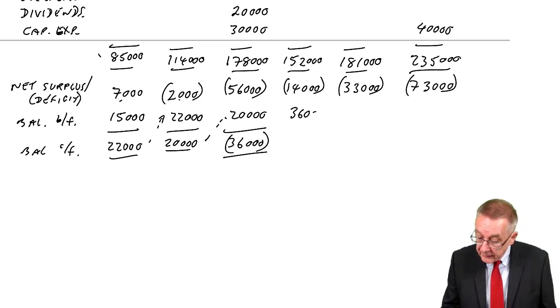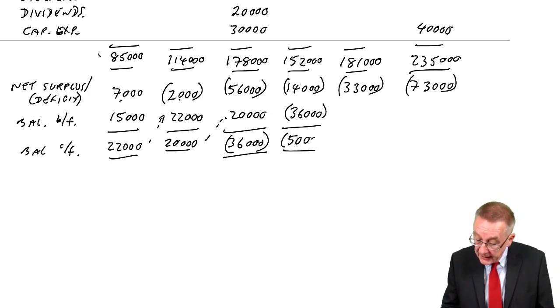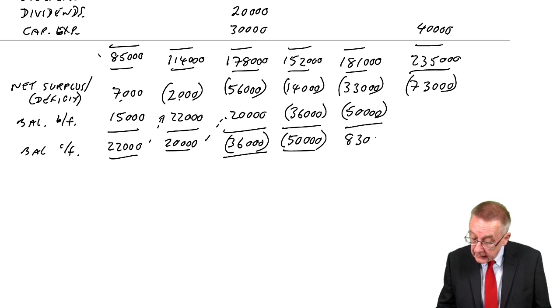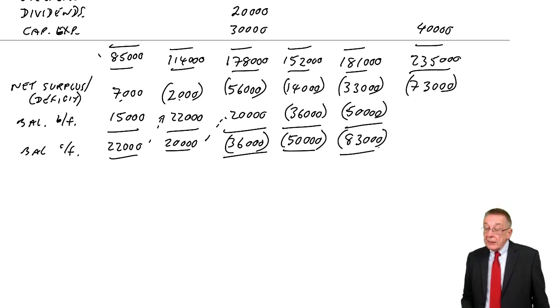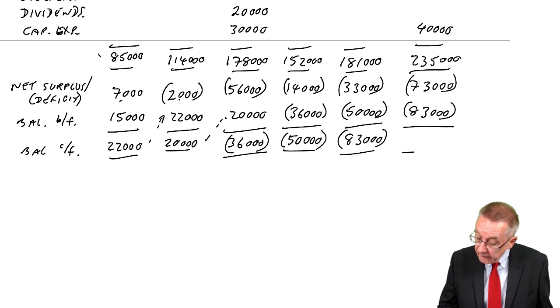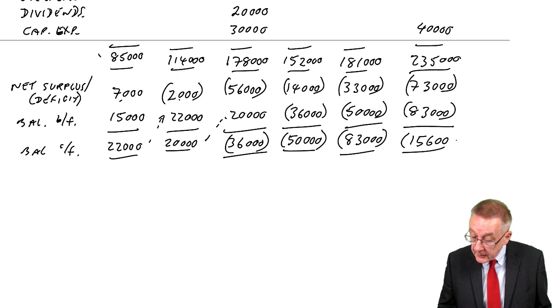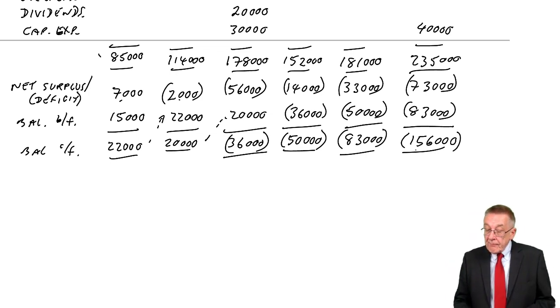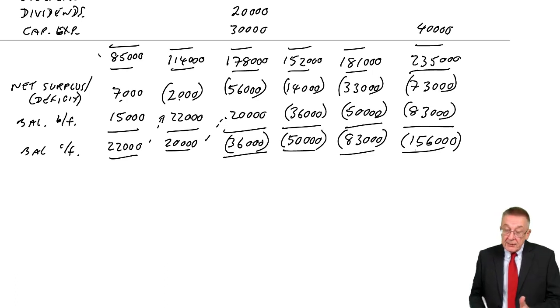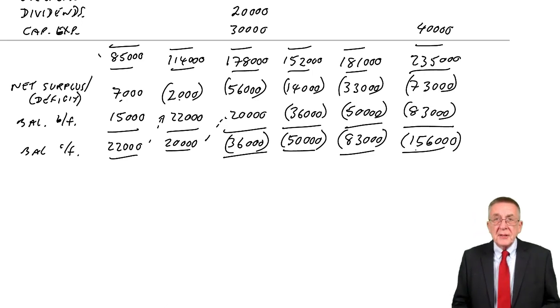April, we start with an overdraft of 36, deficit of 14, so we end with an overdraft of 50. May, we start with 50, we end up with 83. And finally, June, we start with an overdraft of 83, a deficit of 73, so we end with an overdraft of 156,000. So there we are, there's our cash budget. It takes a long time for me to speak. It's actually very quick to do, and you're unlikely to have to do a full 6 months.